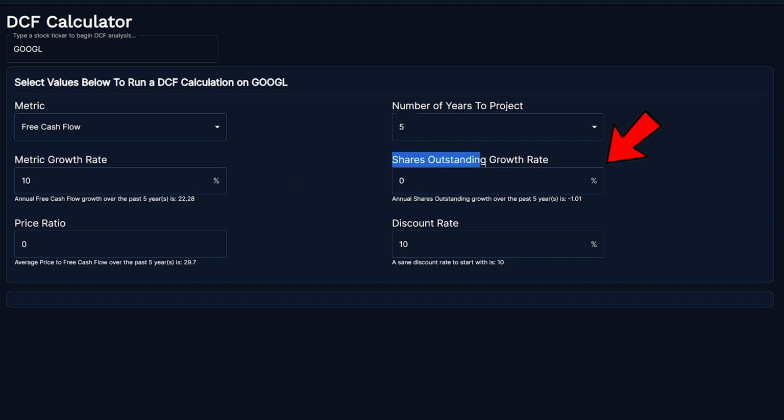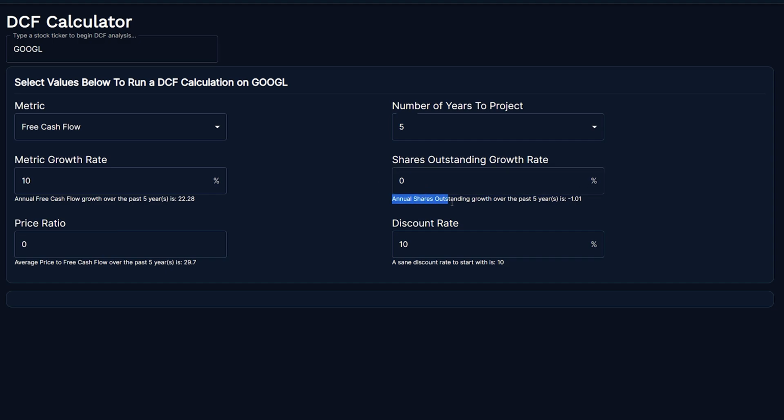Now, the next metric here is the shares outstanding growth rate. This is also known as dilution. So if a company is projected to dilute its shareholders or add new shares to the overall float over the next 5 years, then we can add in a positive value here. And if the company is actively buying back shares, then we can enter in a negative value.